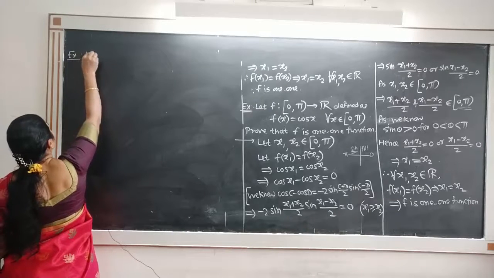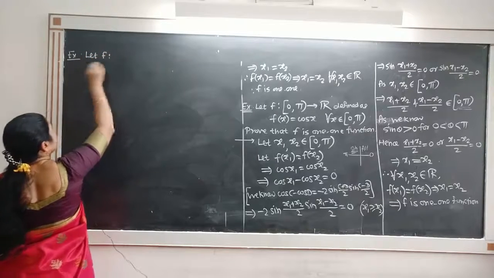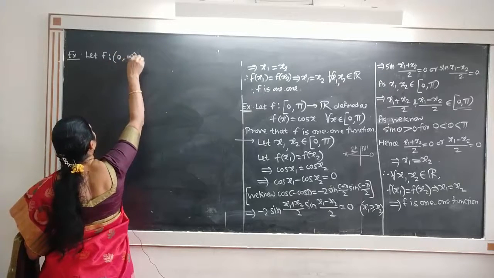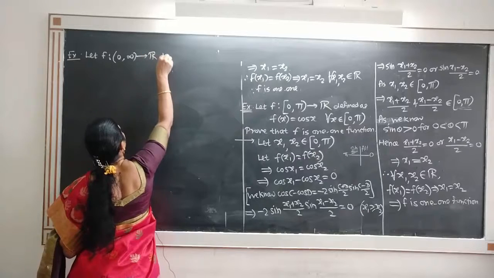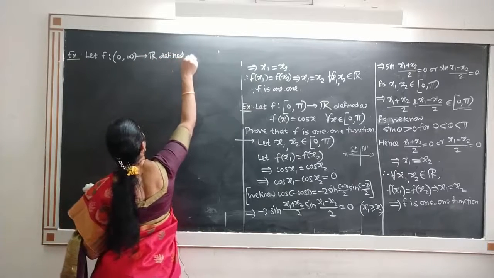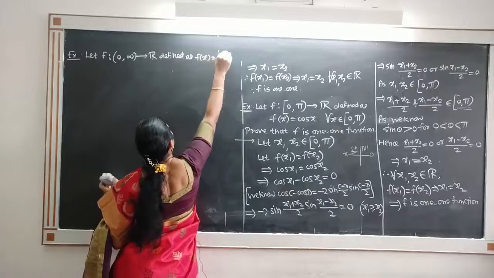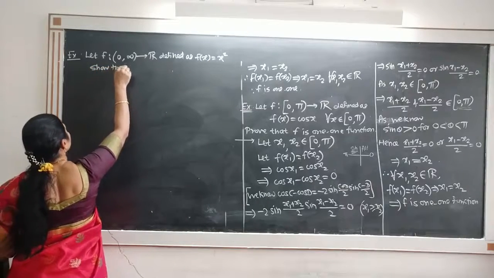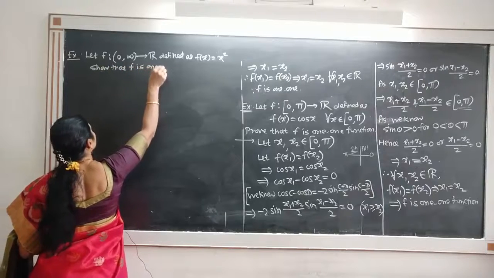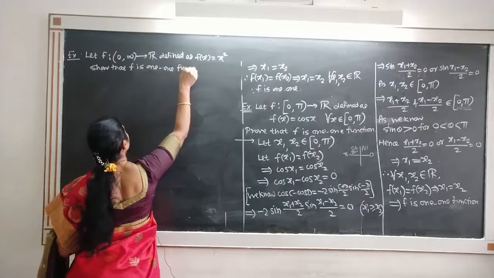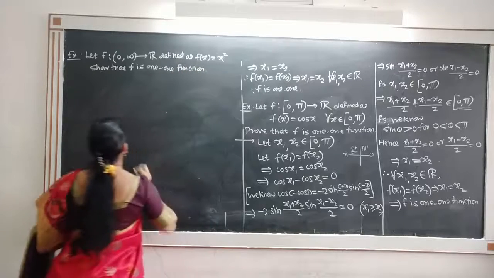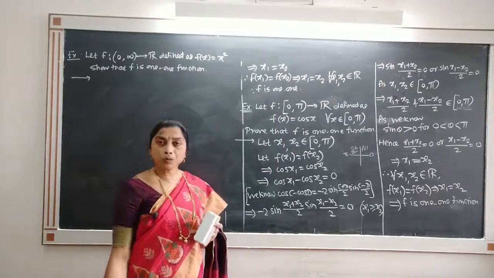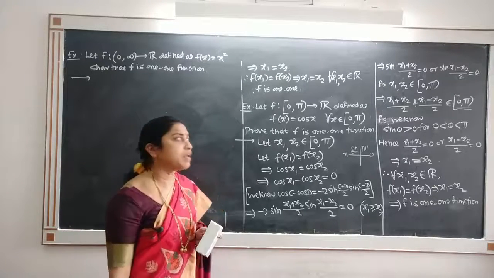Consider the next example. Let the function f be from 0 to infinity to R defined as f(x) is equal to x square. Show that f is 1-1. We will use the proposition, or you can use the definition, it makes no difference.